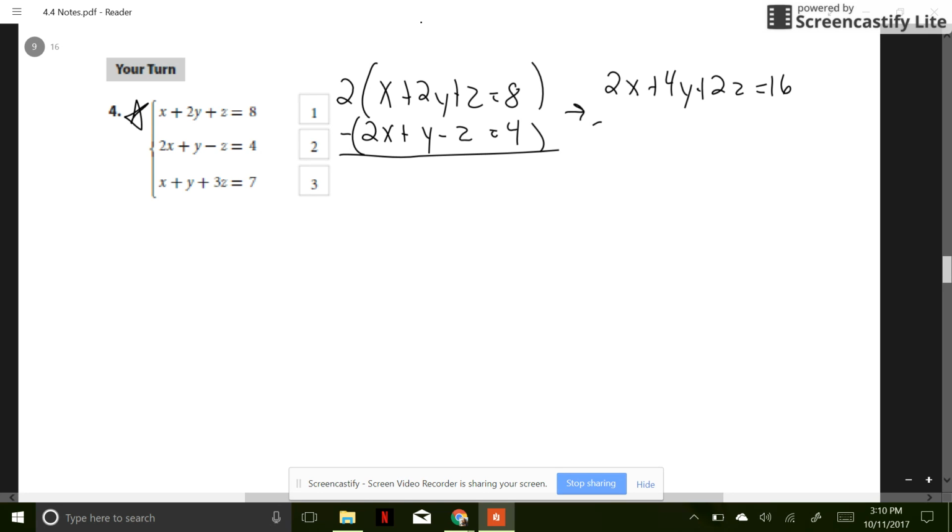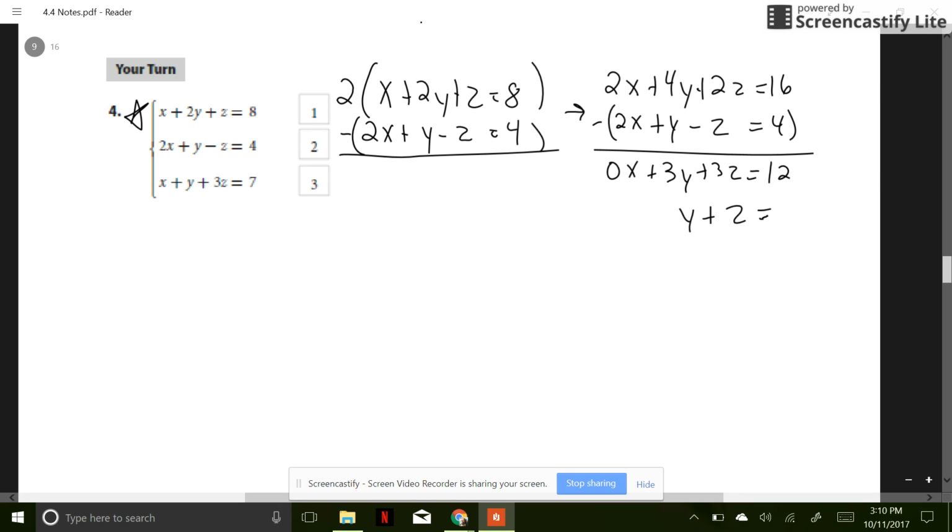And then we're subtracting the whole second equation. So you just have to be careful that you're distributing the negative. So 2x minus 2x would get us our 0x. 4y minus y would get us 3y. 2z minus negative z means we're adding, so we'd get 3z. And then 16 minus 4 would get us 12. Dividing everything here by 3, we end up with y plus z equals 4. So now we have an equation in one variable.